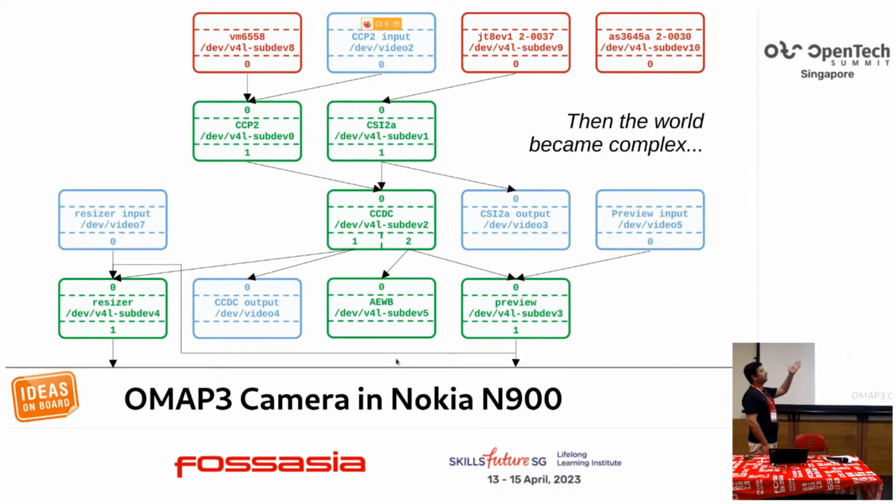In the red boxes, you can see how the raw sensors are present. On the SoC front, you might have CCP2, CSI2, something like AE, like auto exposure white balance, and a preview node for previewing the images and other nodes for the still capture, because preview nodes are generally low resolution, and for the still capture, you need the highest resolution. So they were separate nodes. And for the API configuration, you had multiple nodes like video 7, video 4, and video 3, respectively, to configure and get the images out.